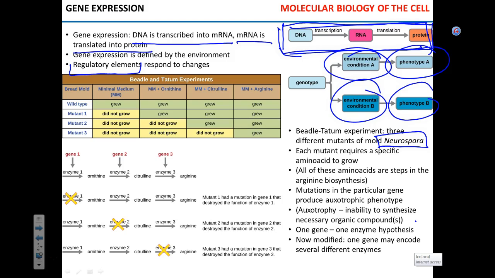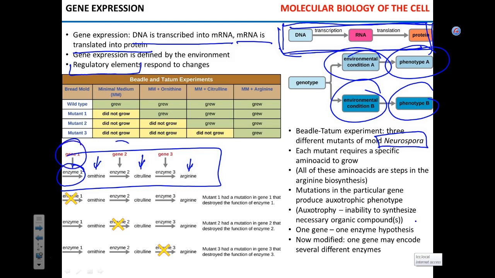So the cell of the fungus had a pathway for the synthesis of arginine. So here's the intact pathway on top of this. You see? First enzyme makes amino acid ornithine, which is then converted into the citrulline and then into the arginine. So imagine you have wild type fungus, which has all three genes unaffected. Does that make sense? So far.